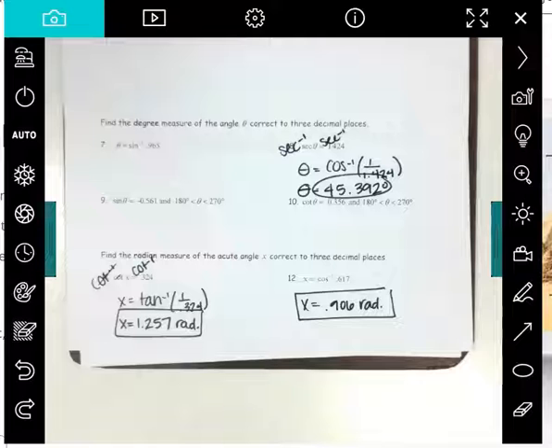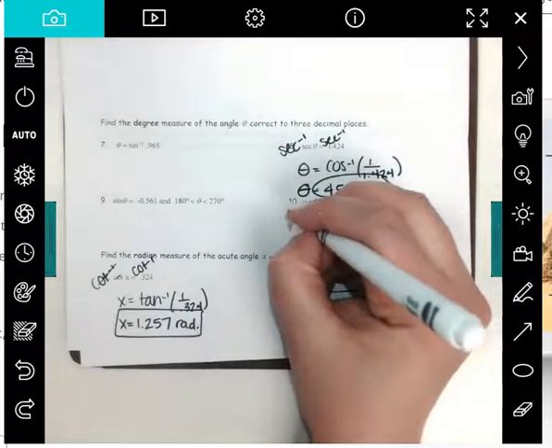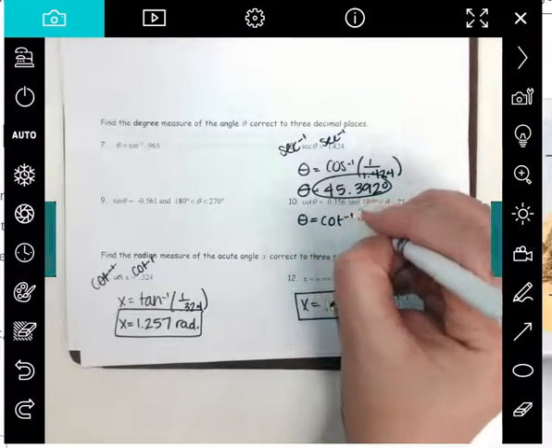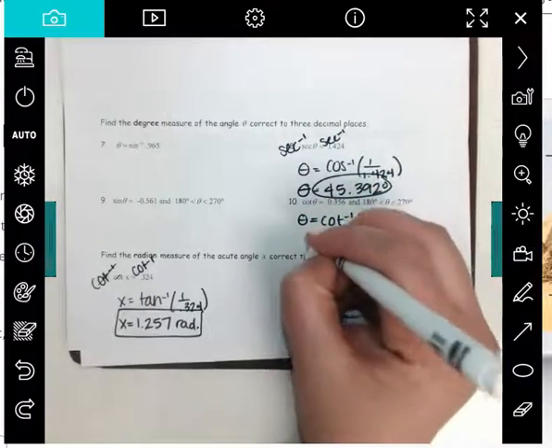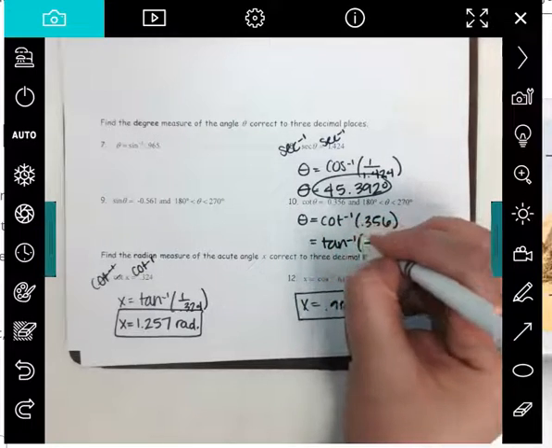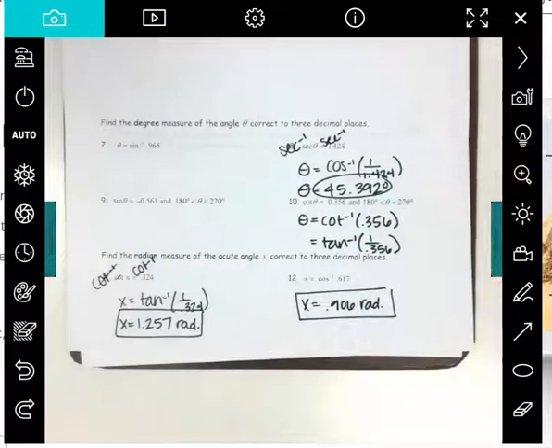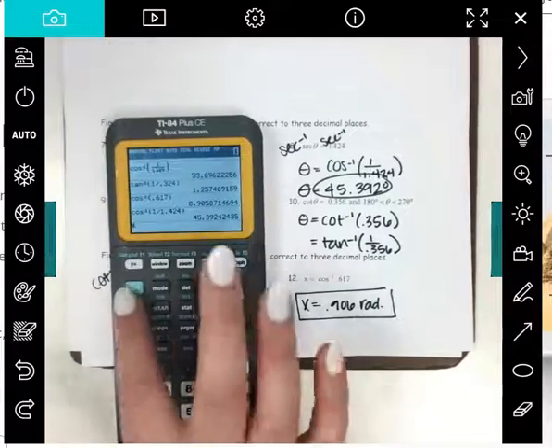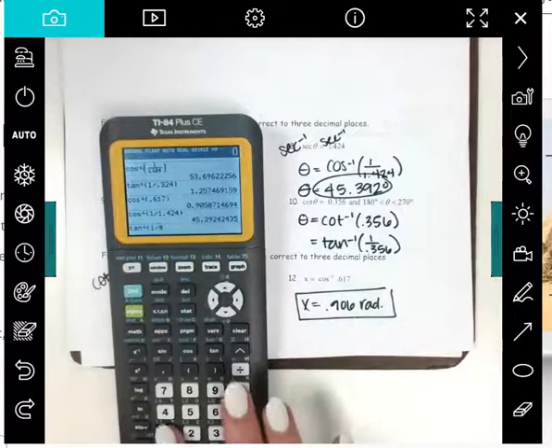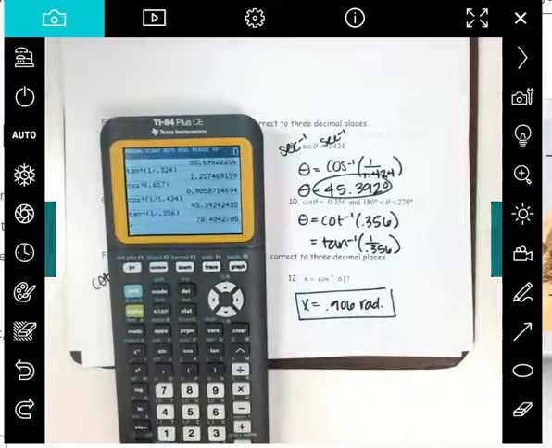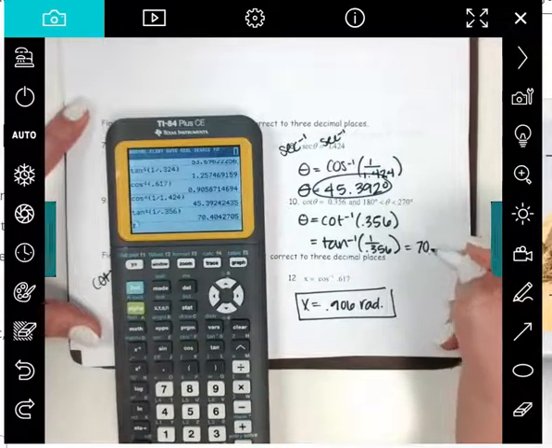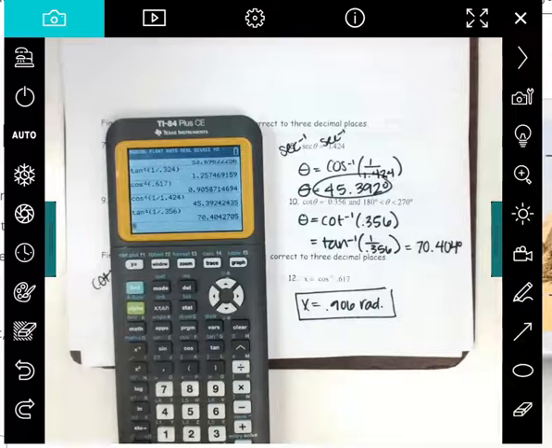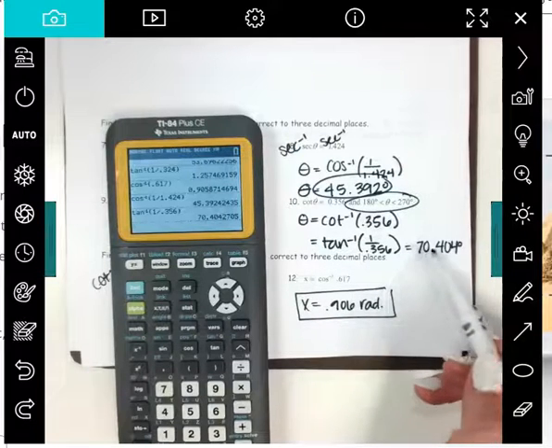Let's do number 10. How do I undo a cotan? Inverse tan. But then I don't have a button for that, so I have to inverse tan and flip. Good with that? We already covered that. So inverse tan of 1 over 0.356, I get 70.404 degrees. Now, here's the problem. What x's do they want me to be between? 180 and 270. Is that where 70 is?